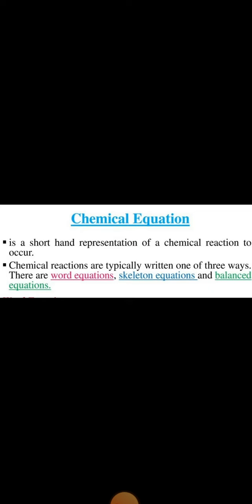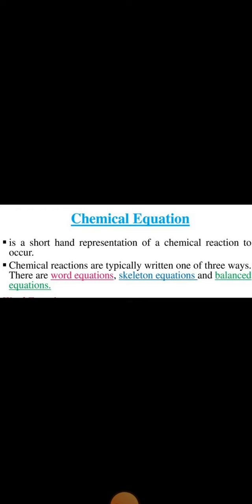Welcome to chemistry class. Students, today we will discuss a chemical equation. First, let's understand what a chemical equation is. A chemical equation is simply a representation of a chemical reaction. The reaction which takes place between different substances is represented with the help of a chemical equation. That is a chemical equation.